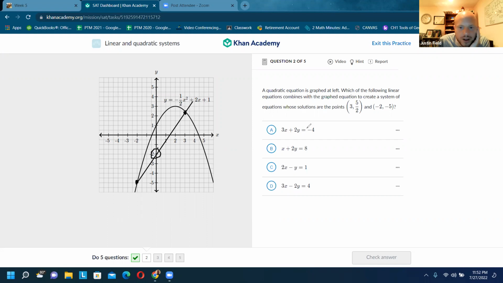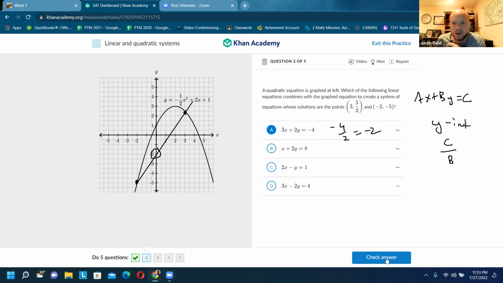Okay, so the y-intercept for this one. Now, the thing about these equations is they're in standard form. So standard form of a linear equation looks like this. But guess what? The y-intercept is always C over B. So I want to find the one that has the y-intercept of -2. So C over B is -2. So there we go. Am I done?